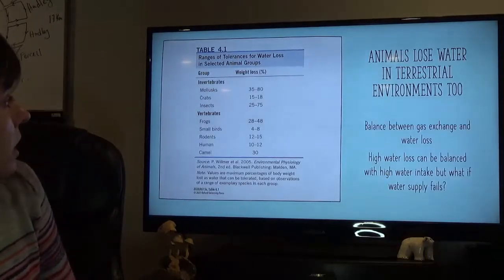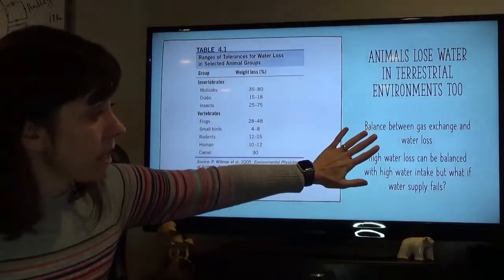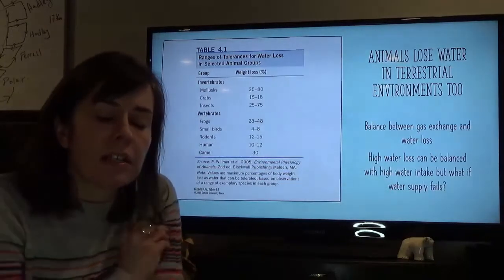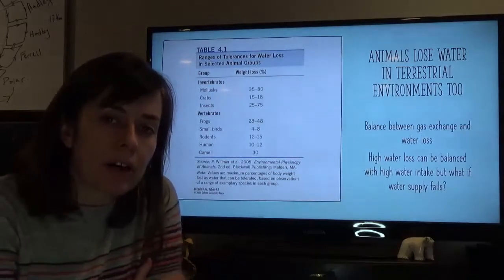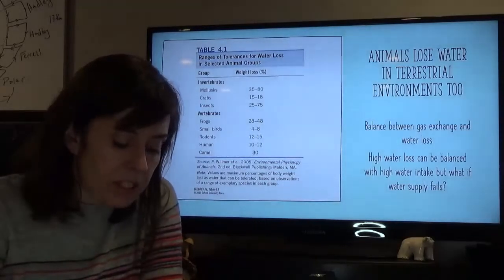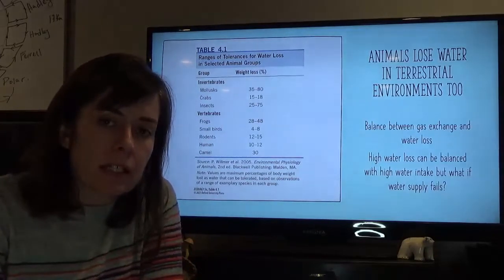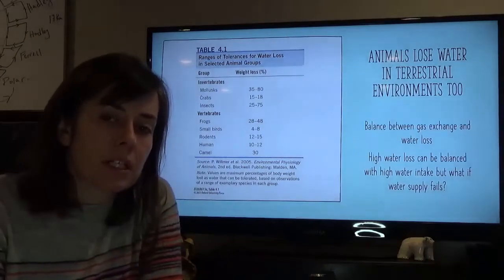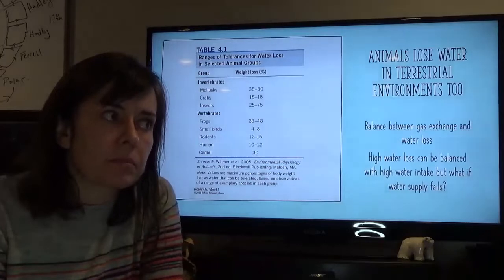Okay, and as we already talked about, animals lose water in terrestrial environments too. A couple of points. We have a balance between gas exchange and water loss. And so we'll see in the next slide that if you increase the resistance to water loss in your body covering, so you can think about our skin and water loss through our skin, it improves your situation from a water perspective, but it comes at the cost of gas exchange.